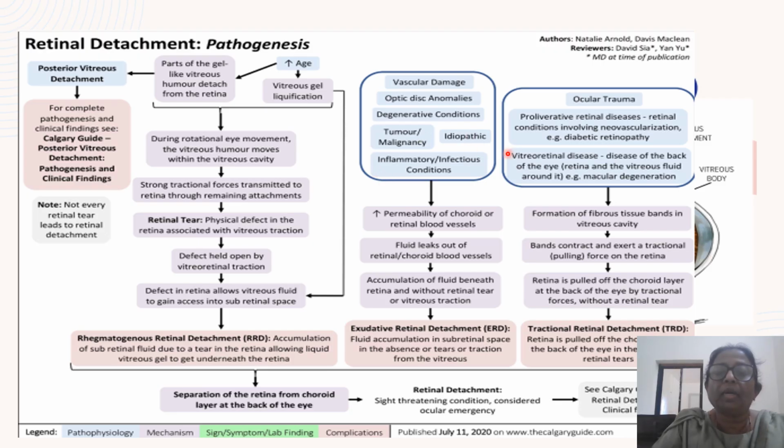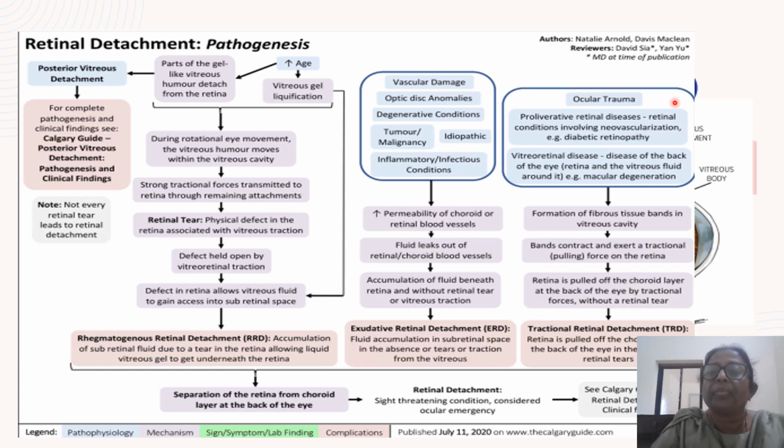In the case of exudative retinal detachment, the causes are vascular damage, optic disc anomalies, degenerative conditions, tumor, malignancy or idiopathic causes, inflammatory diseases or infectious conditions. These cause increased permeability of the choroid or retinal blood vessels, fluid leaks out of retinal and choroid blood vessels, and fluid accumulates beneath the retina without retinal tear or vitreous traction. Exudative retinal detachment occurs with fluid accumulation in the subretinal space in the absence of tears or traction from the vitreous.